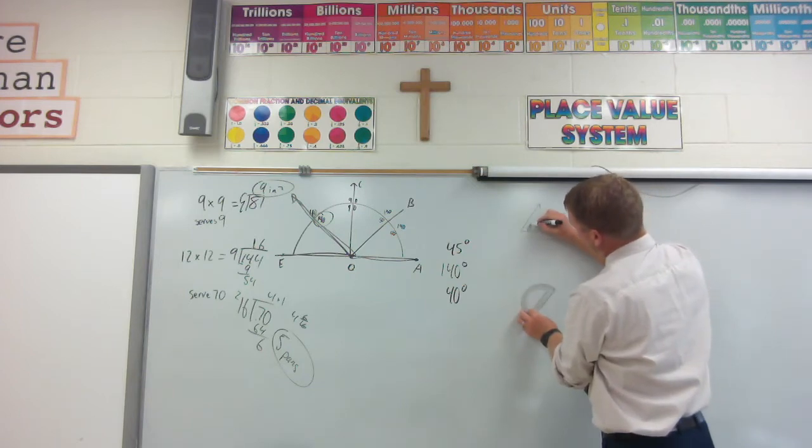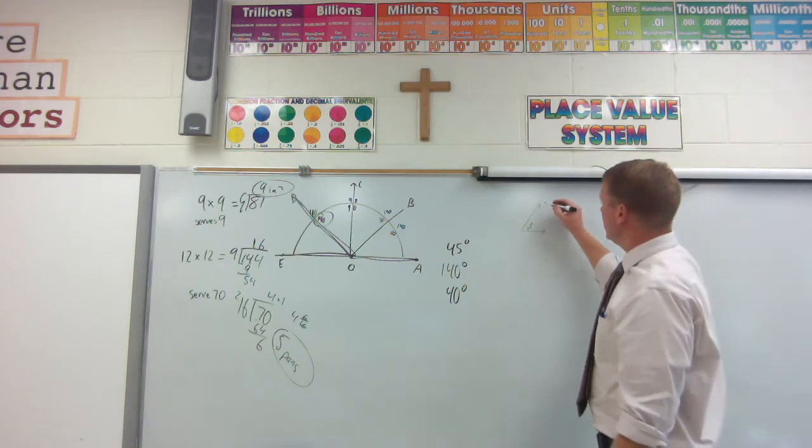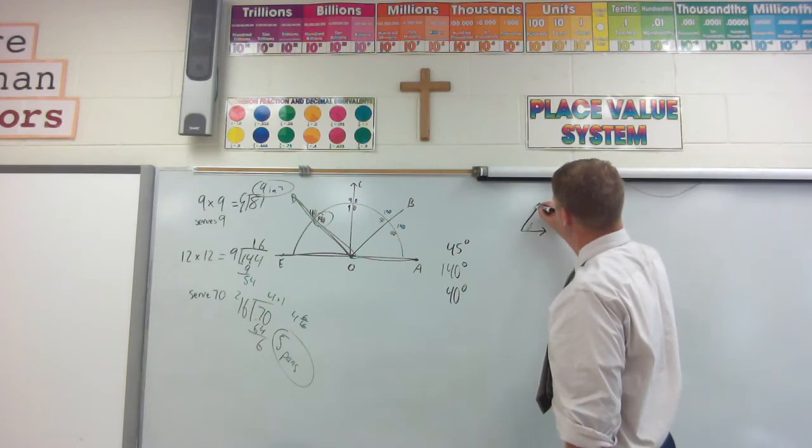If you want, you can write that in there so that your teacher knows you just drew a 60 degree angle. Now I'll make it a little darker so you can see it. So that's a 60 degree angle.